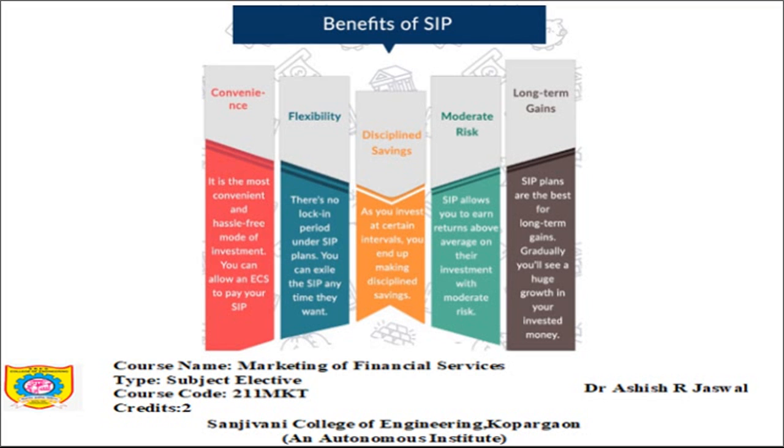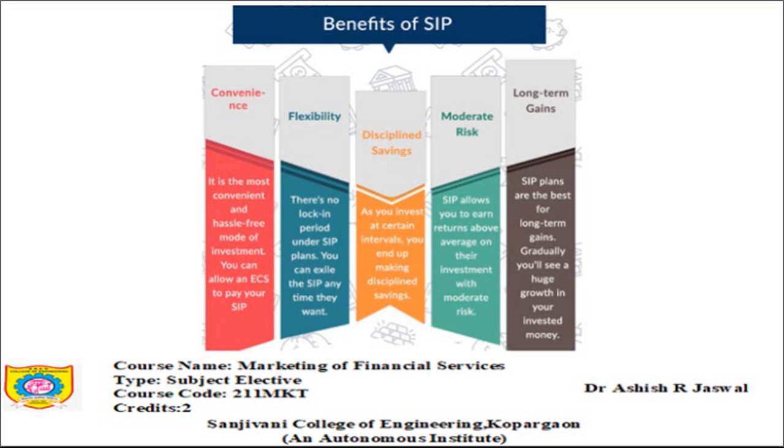Disciplined saving. As the investor invests at certain intervals, you end up making disciplined savings. Let us take our own example. If I am not aware of when I should invest in mutual funds, when I should come out of the mutual fund, what date I should invest, what I should do when the share market goes up, what I should do when it goes down? Instead, let the specified amount go out on a particular date, irrespective of whether the share market goes up or down. That is what is called disciplined saving.